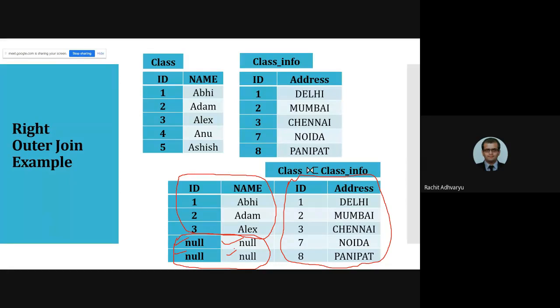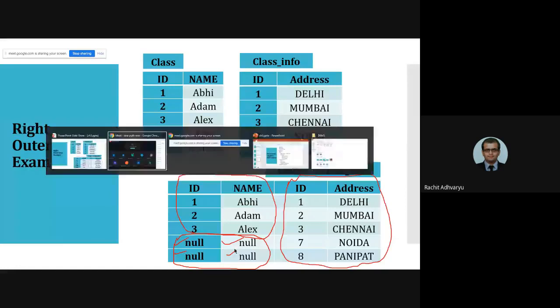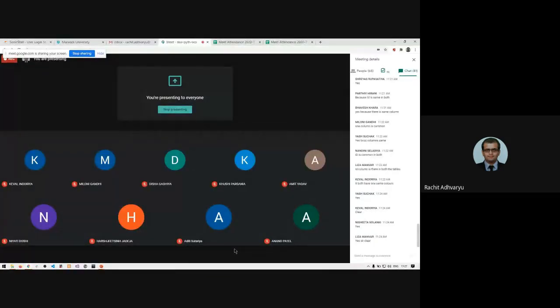Clear? Clear with this? This is what right outer join is. Display all the data of the right table and relevant data of the left table, and wherever there is a mismatch, display null or write down null. Clear, guys, with this?